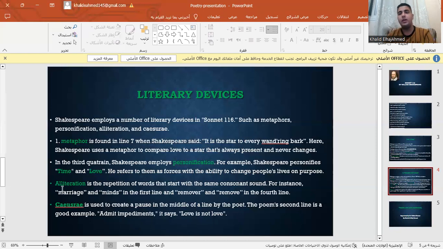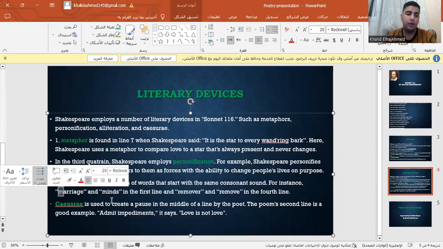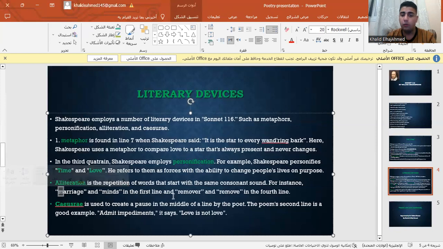And another thing is alliteration. Alliteration is basically the repetition of the initial sounds, the first consonant sound. For instance, marriage and minds, we can see the repetition of consonant sounds, m and m. And in the fourth line, remover and remove, r and r, they are the repetition of the consonant sound r and r.